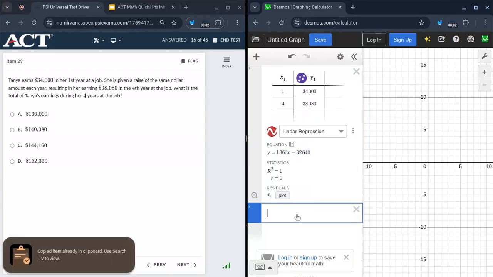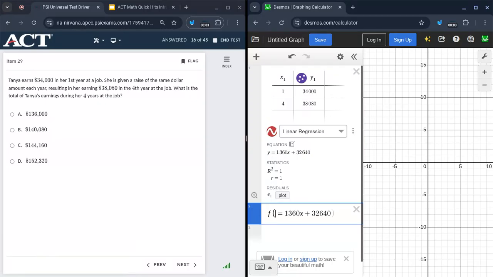So I'm going to use some hotkeys here, and I do a Control-C and then Control-V to paste it. Otherwise, you've got to type it all in. It's not really a big deal, but again, this helps save a little bit of time on the ACT.